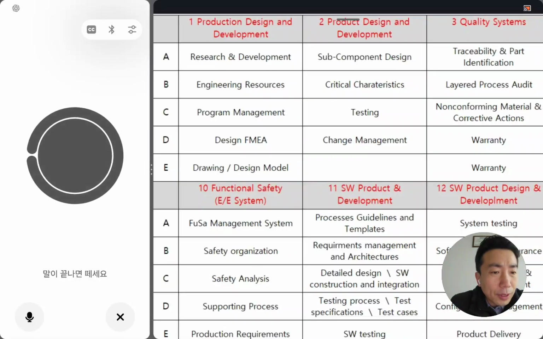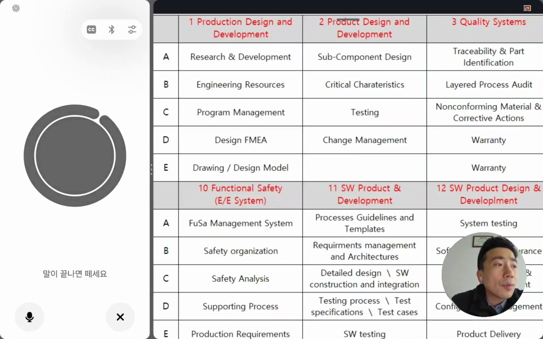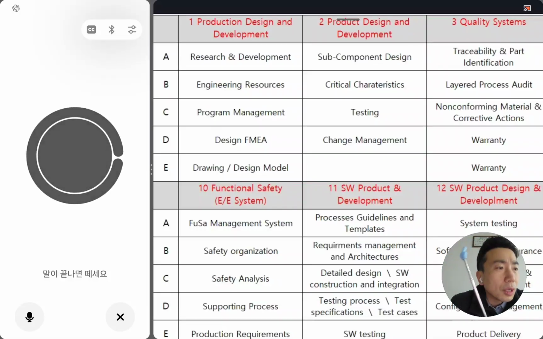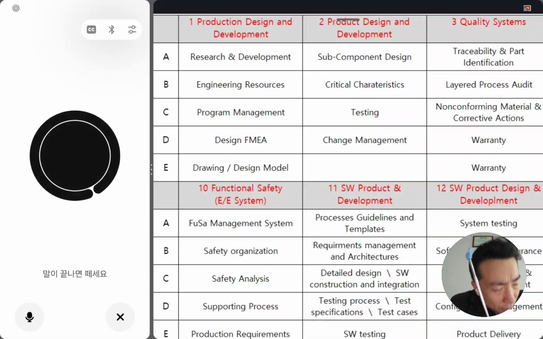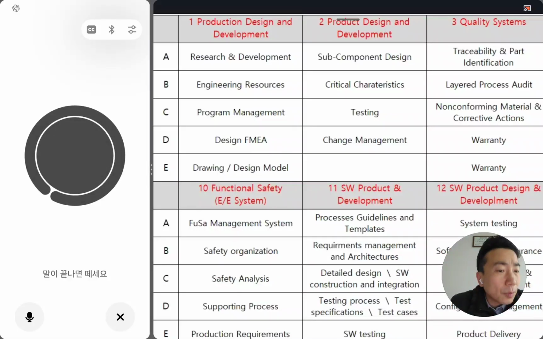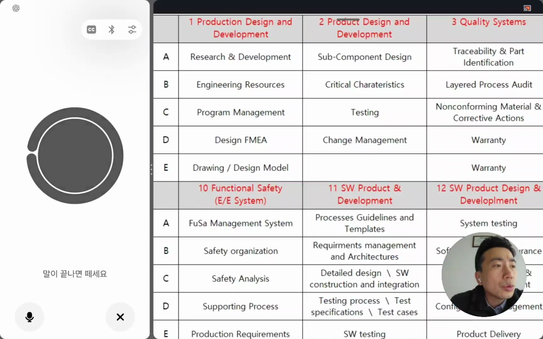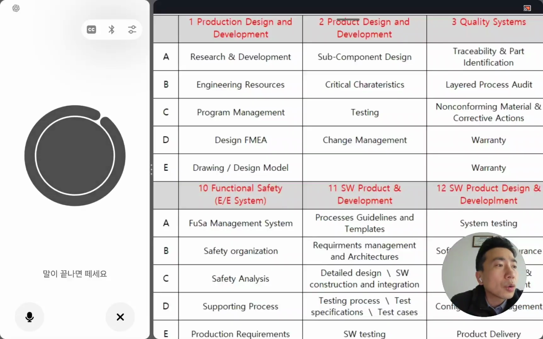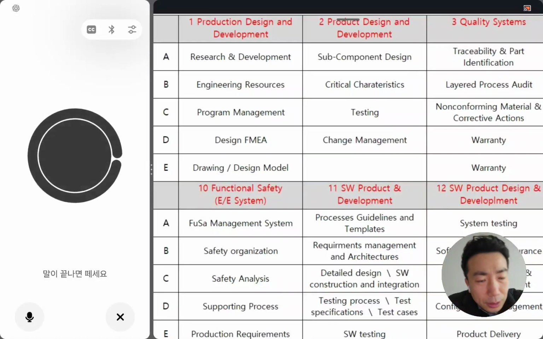Number 15. How do you track and verify that all updates were implemented across departments and suppliers?